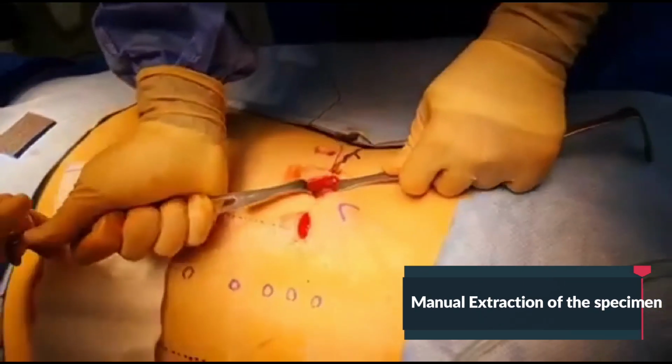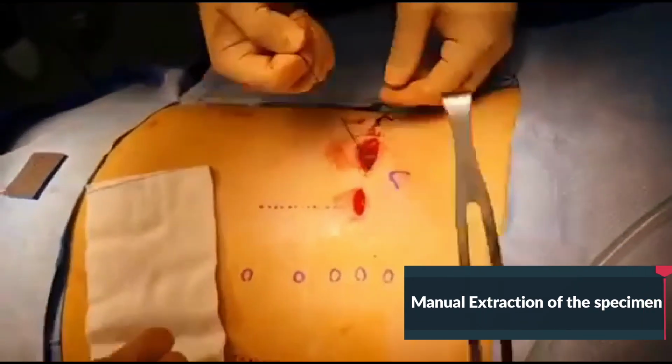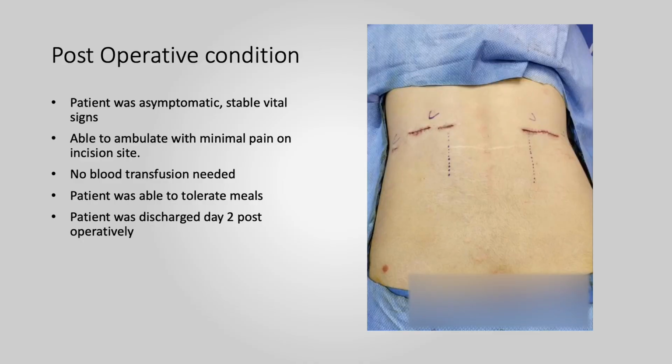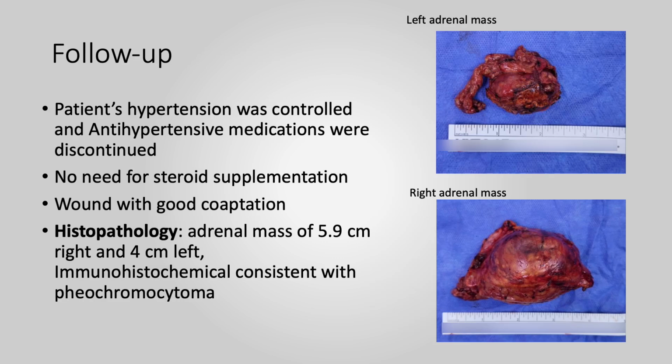Total operative time was 3 hours and 31 minutes with minimal blood loss and stable vital signs. Post-operative condition: the patient was able to ambulate the next day with minimal pain and was subsequently discharged on the second post-operative day. Upon follow-up, the patient's hypertension was controlled without the need for medications. There was no need for steroid supplementation. Histopathology showed adrenal mass consistent with pheochromocytoma.